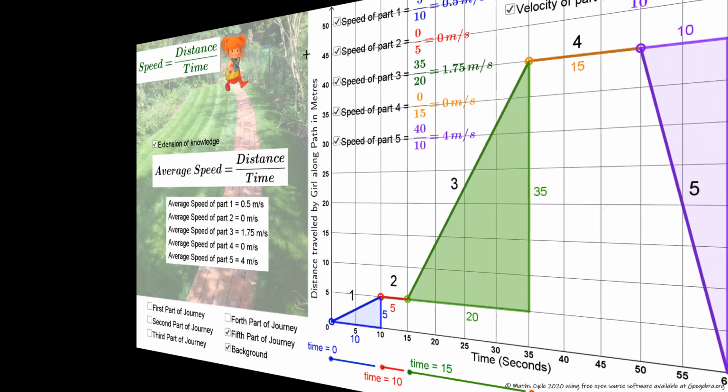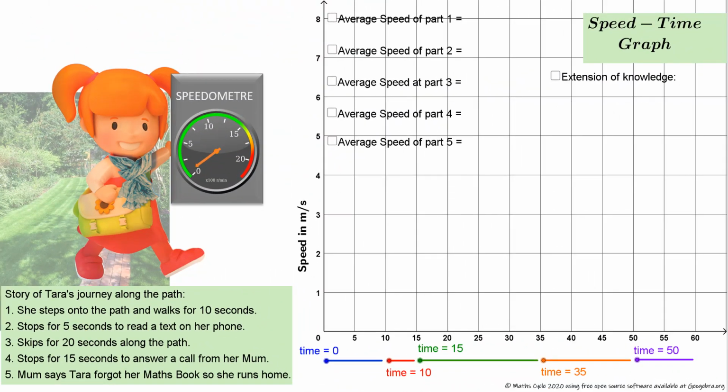Okay, so now Tara has a speedometer, and this time she is going to track her speed against time instead of her distance against time. This is called a speed time graph. So we still have time here on the horizontal axis, but this time along the vertical axis we're measuring speed in meters per second.